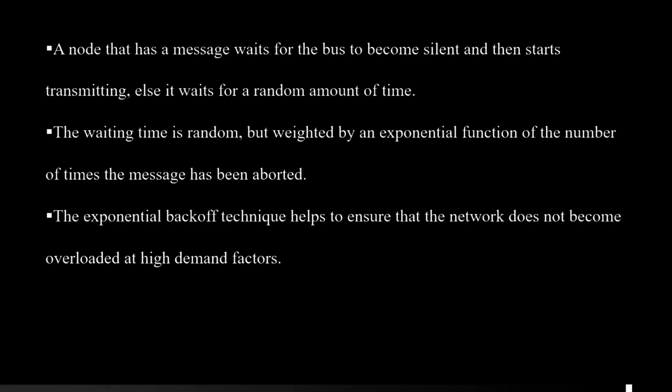A node that has a message waits for the bus to become silent and then starts transmitting. Once it has been found that the bus is silent, then it can transmit, or else it has to wait for a random amount of time. So each time, the node has to listen to the bus until the bus becomes silent.